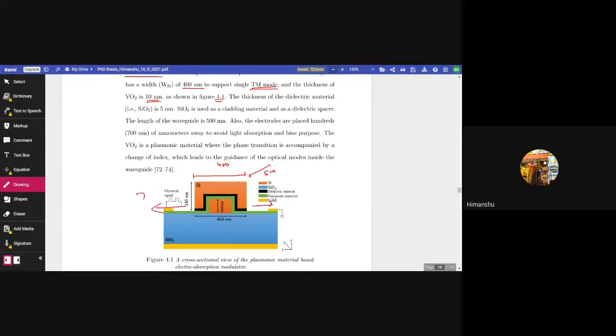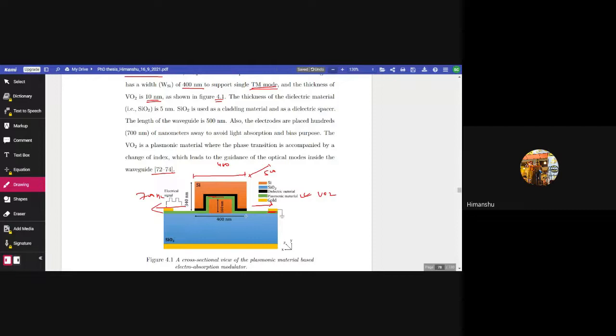The vanadium dioxide is a plasmonic material where the phase transition is accompanied by a change of index, which leads to the guidance of the optical modes inside the waveguide. Reference number 72 to reference number 74.